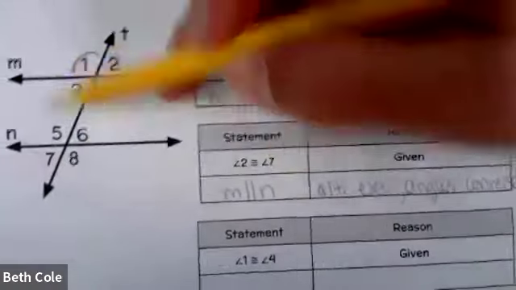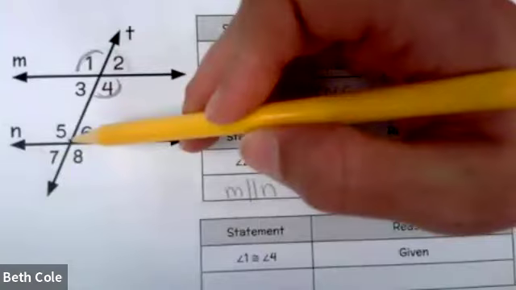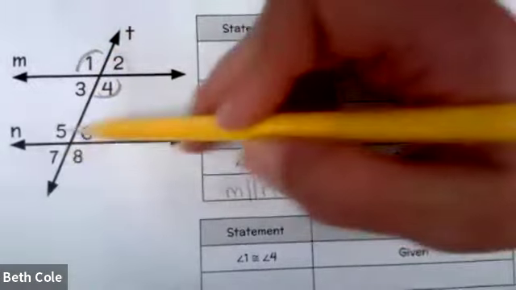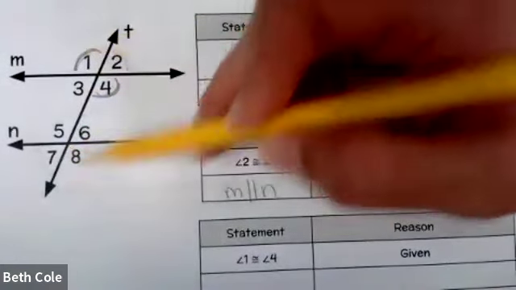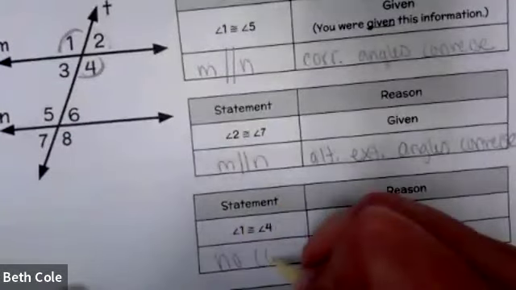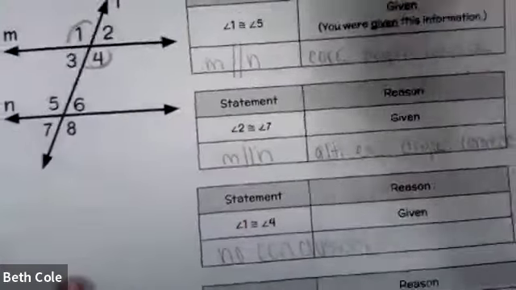But can we say M is parallel to N if we don't have anything marked down here on N? No, you have to have something from 1, 2, 3, and 4, and then something from 5, 6, 7, 8. Just saying 1 is congruent to 4 doesn't use any of these angles. So we're just going to say no conclusion. We're not able to make any conclusion about that.